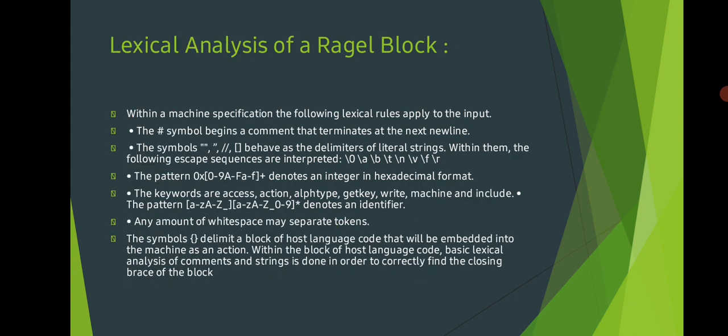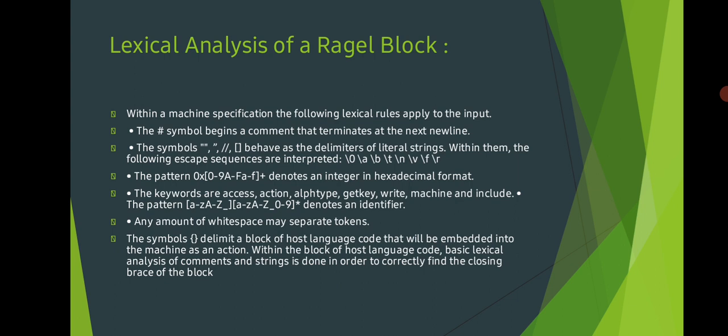Next, lexical analysis of a Ragel block. Within a machine specification, the following lexical rules apply to the input. The symbol begins a comment that terminates at the next new line. The symbols behave as the delimiters of literal strings. Within them, the following escape sequences are interpreted: backslash 0, backslash a, backslash b, backslash c, and so on, and backslash r. The pattern 0x denotes an integer in hexadecimal format.